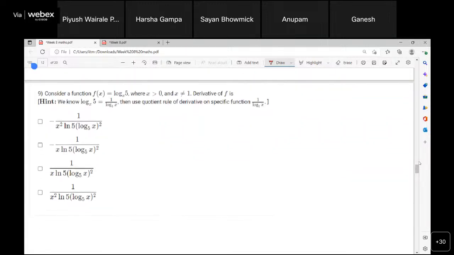Now this is the question. Consider this function, find the derivative of f of x: log of 5 to the base x. Tell me how to do that. A hint is also given.